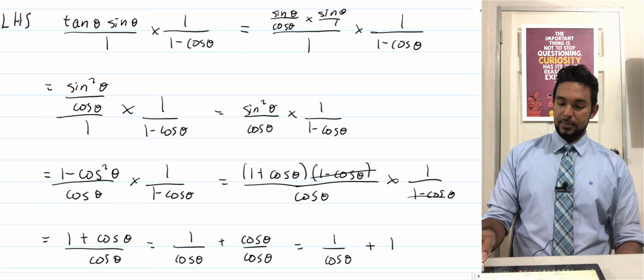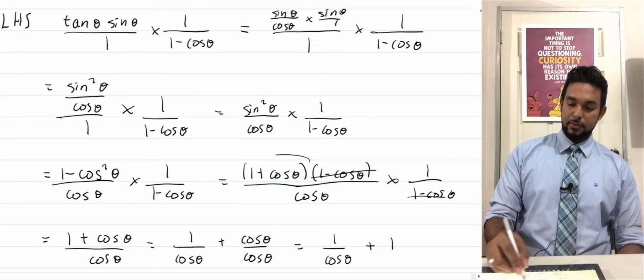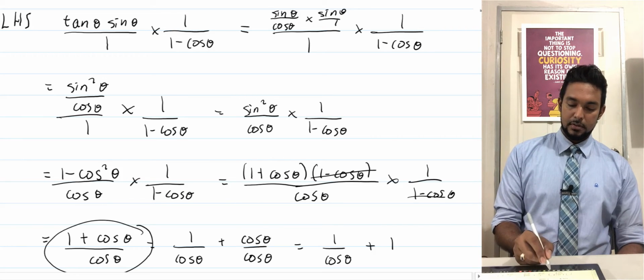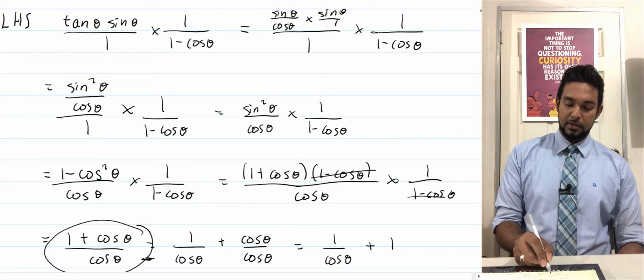All right, and then when that happens, we're just left with this piece here, 1 plus cos theta over cos theta. And then we can simply decompose the fraction.